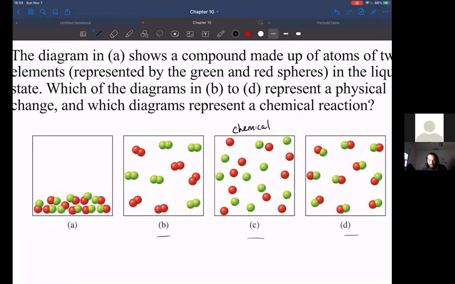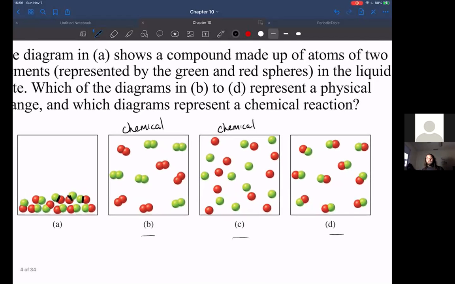If I look at B, now all of a sudden, all my red atoms are bound to other red atoms and all my green atoms are bound to other green atoms. So that means not only was the bond broken between my red and my green marbles, right? So I had to break these bonds here, and then I reformed new bonds. So this would also be a chemical reaction.